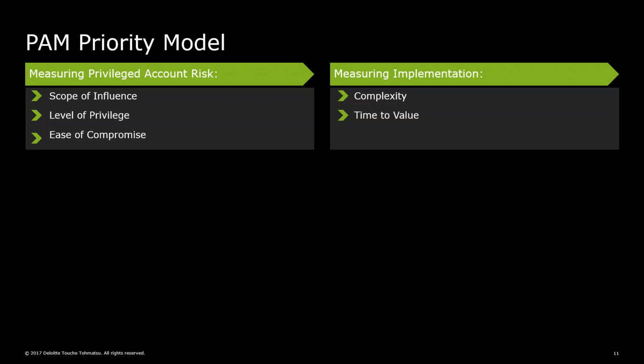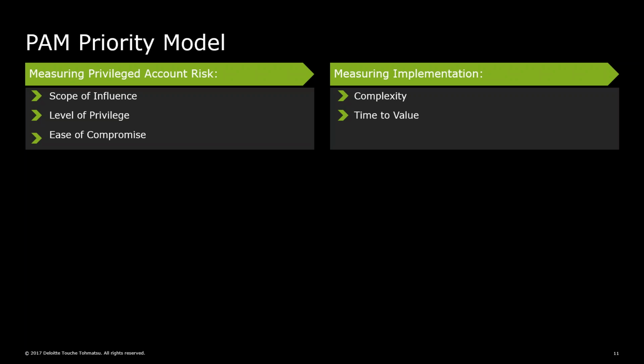I'm going to discuss now the PAM priority model. So now it's the big challenge. How are we going to get quick wins? How are we going to show that we're doing something effective and efficient in a relatively short time? In order to do that, we need to prioritize those accounts that we want to onboard.